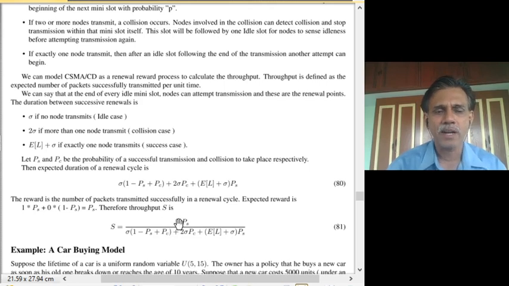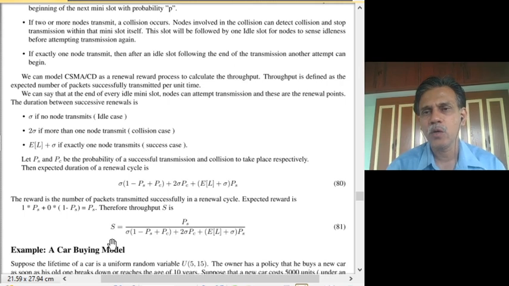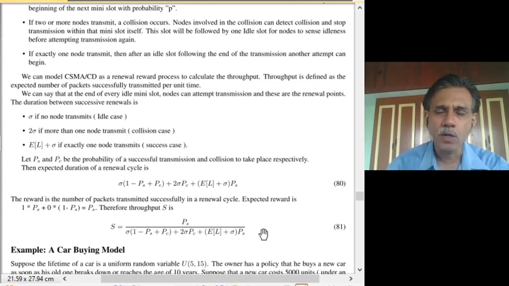So, expected reward E of R is PS, and E of X, the expected duration of the renewal cycle, is given by this one. So S, the reward rate, which is the throughput, capital S, is PS divided by this denominator. This is how we can use the renewal reward concept to derive the throughput of a wireless network.